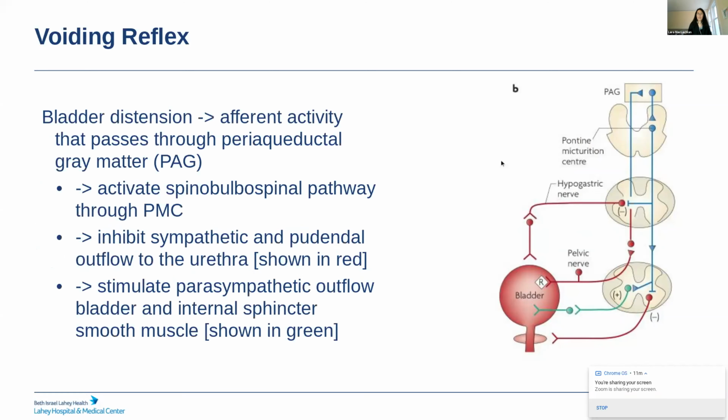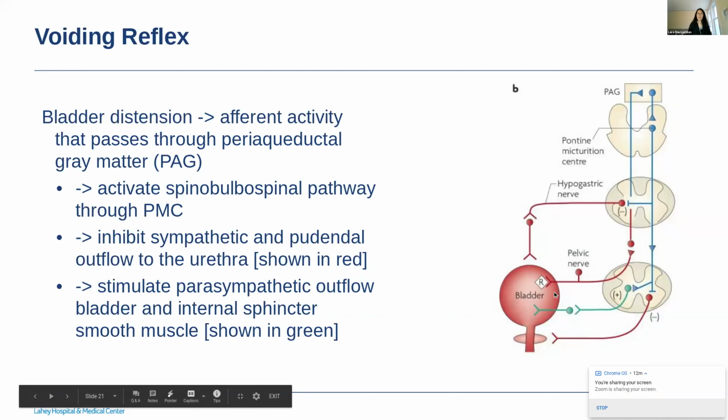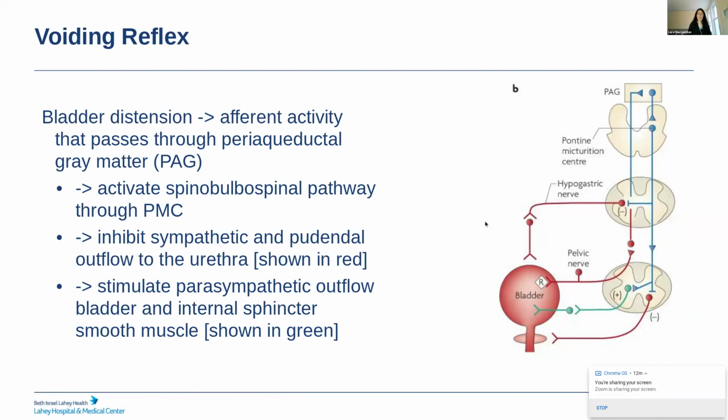And so what does that reflex look like? You have bladder distension, which again causes afferent activity that passes through the spinal cord and then up to the brain to the periaqueductal gray matter. That then activates the spinobulbospinal pathway through the pontine micturition center. What that does then leads to inhibition of the sympathetic outflow and pudendal outflow to the urethra. That's shown in red here. And then it'll stimulate the parasympathetic outflow to the bladder, which is shown here in green, and to the internal sphincter smooth muscle to allow for voiding.